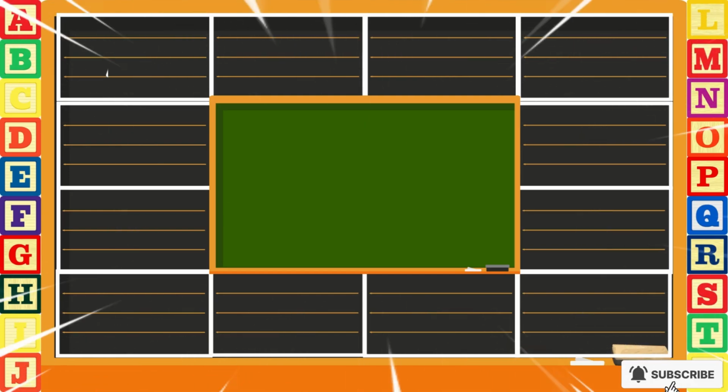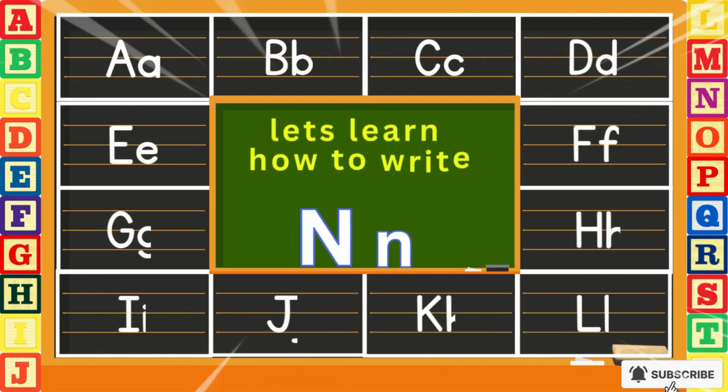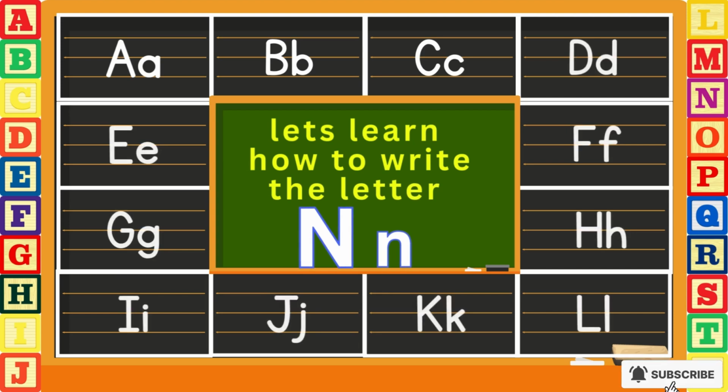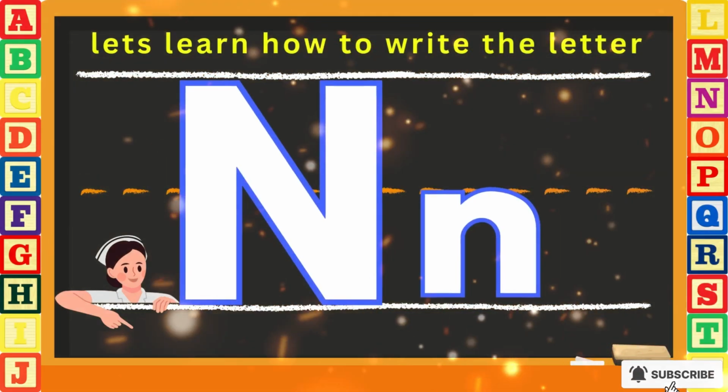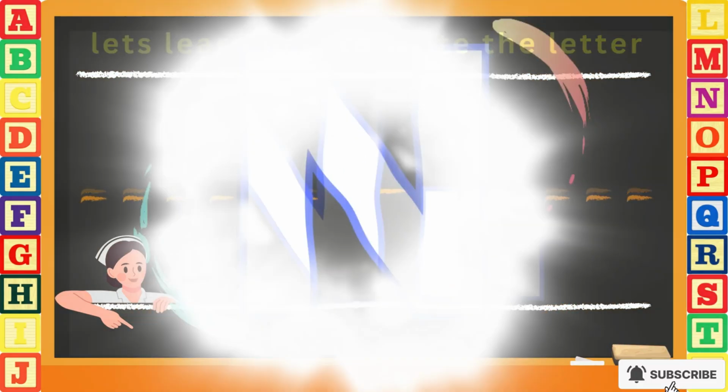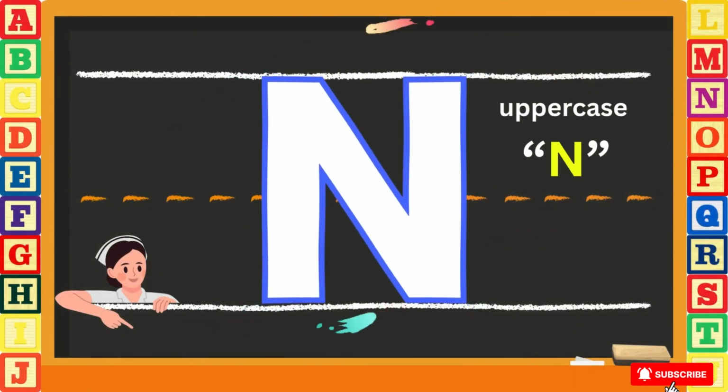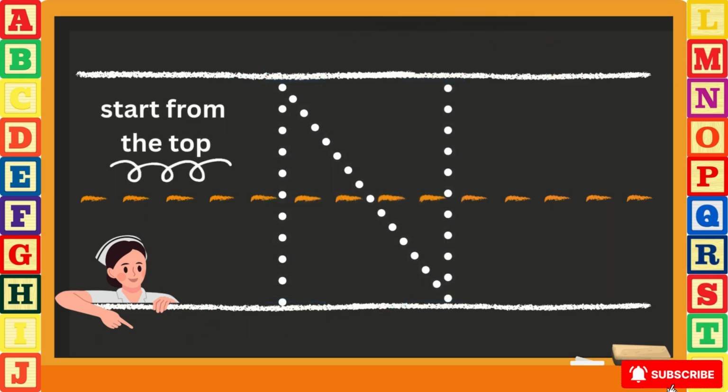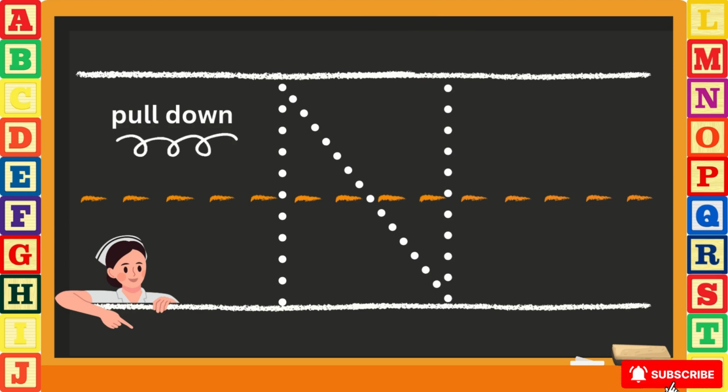Kids! Let's write the letter N in 3 easy steps. Get your pencil ready. Our next letter is N. Let's start with big letter N. That's uppercase N. Ready? From the top, pull down.